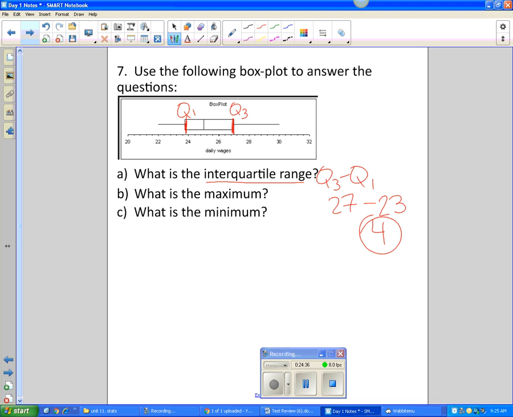B says, what's the maximum? Samari, where's the maximum on the picture? Good, all the way at the end. So this is the maximum. So she's saying that's 30. Stephen A., tell me about the minimum.